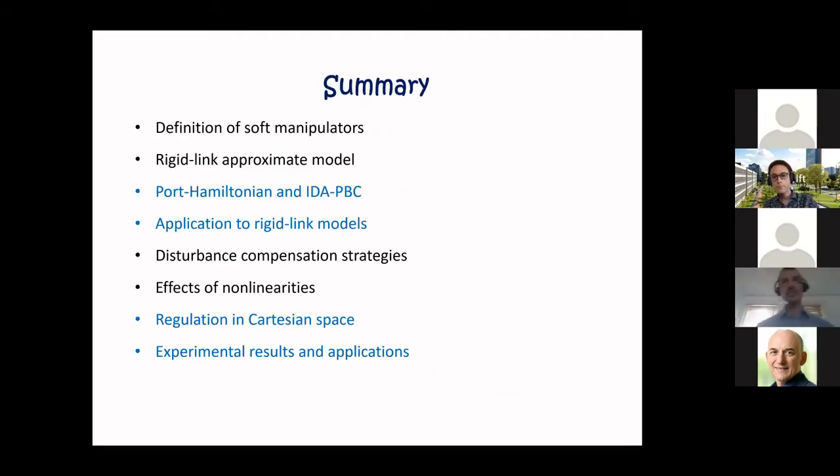So I would like to start with a brief introduction of a rigid link modeling approach that we employ, Port-Hamiltonian formulation, and a methodology called IDA-PBC, interconnection and damping assignment passivity-based control. And then I would like to highlight some key points about how these methodologies can be applied to rigid link models, how we can deal with disturbances, what are the effects of nonlinearities, and then concluding with some results on regulation in joint space, in Cartesian space, and finally, one application.